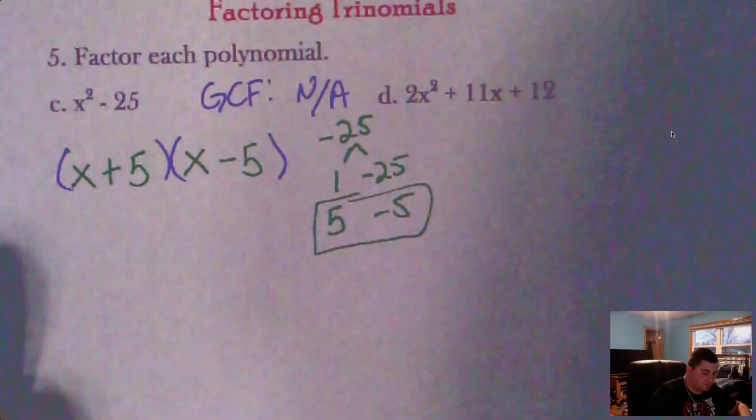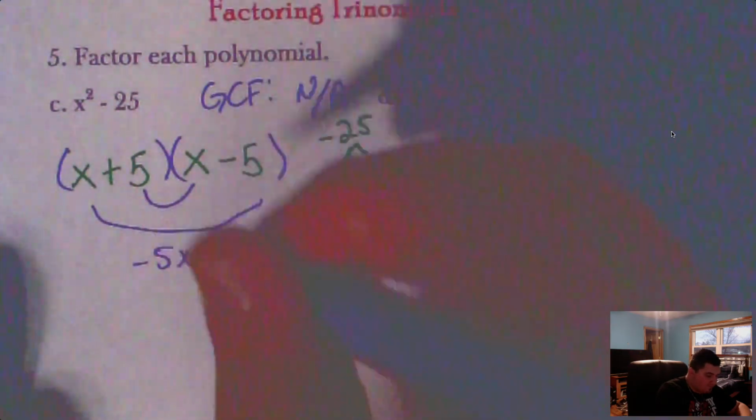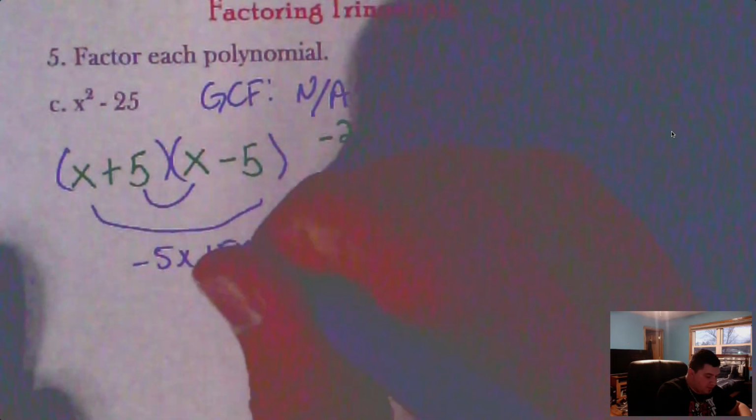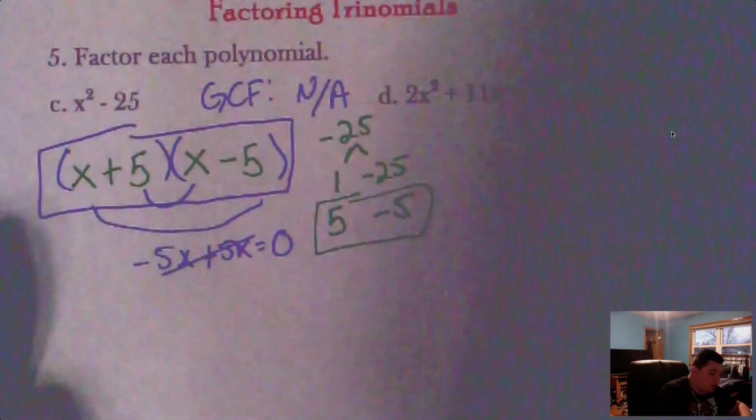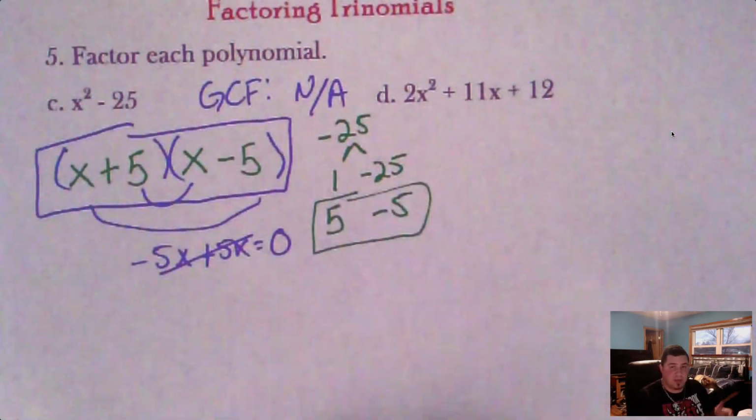Plus 5, minus 5. Check it. X times negative 5x. 5 times x is 5x. They cancel out, which means you have your answer. What happens if you don't get it right? You just make a new guess.